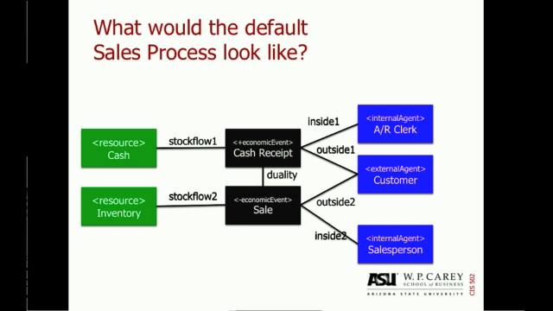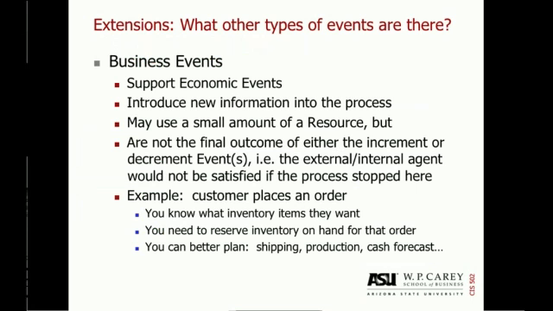So that's what the model for the sales process would look like, the basic model. We can extend this model by adding additional events which allow us to capture more information that allows us to better manage the process. Events that provide more information are referred to as business events. They support the economic event, but they're not the final outcome. No one is going to be happy if we only perform the business events. They're not going to be happy until we perform the economic events.